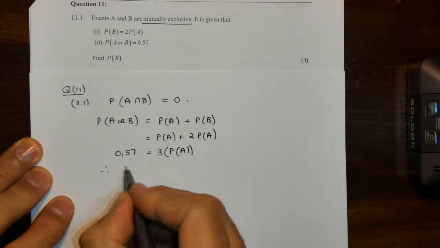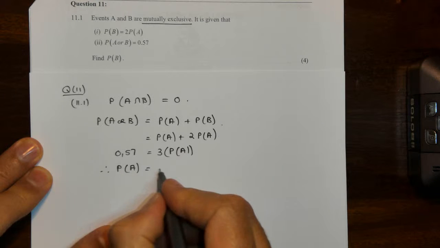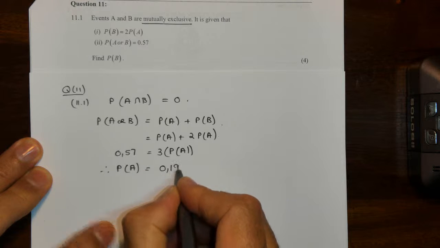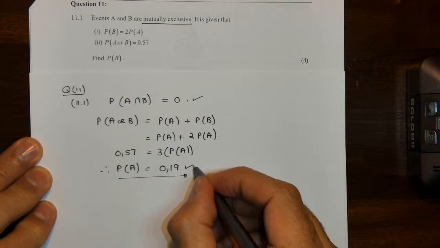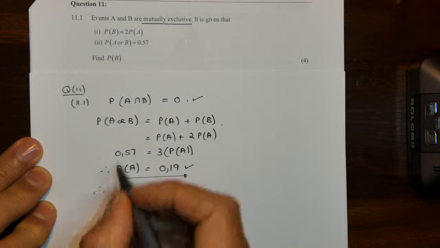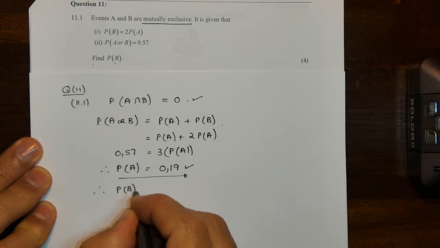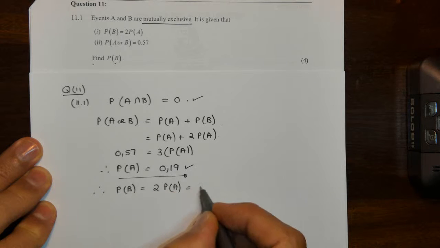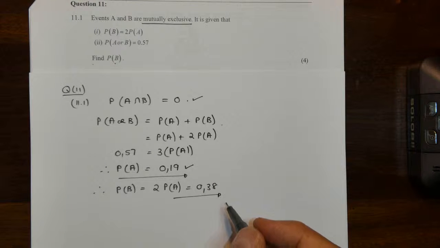0.57. Okay, so the first thing we need to calculate is the probability of event A happening, and we see our answer is 0.57 divided by 3, which is 0.19. Okay, that was important. Now the question was to find the probability of B. So the probability of B was given as twice the probability of A, which is then 0.38. Okay, that was a quick question and it was asked for 4 marks.